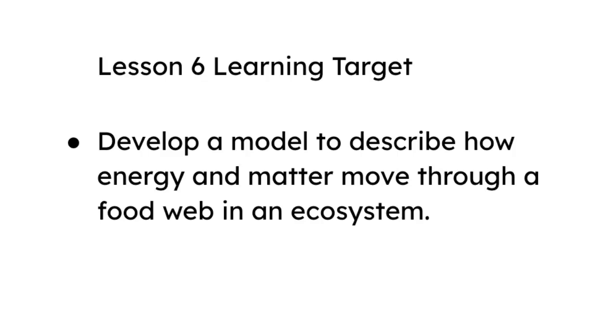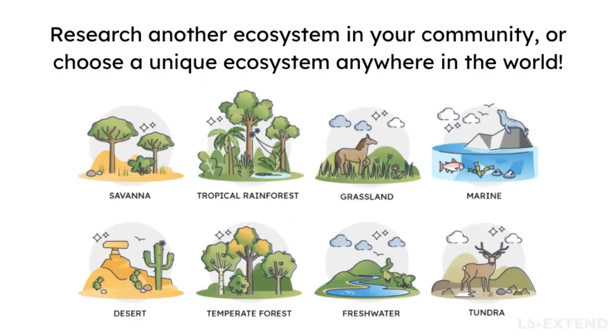In Lesson 7, students analyze the results from their decomposition investigation and figure out how decomposers break down the organisms after they die and recycle matter in ecosystems. For the optional Extend, you can have students research another ecosystem in their community or allow them to choose another unique ecosystem anywhere in the world.